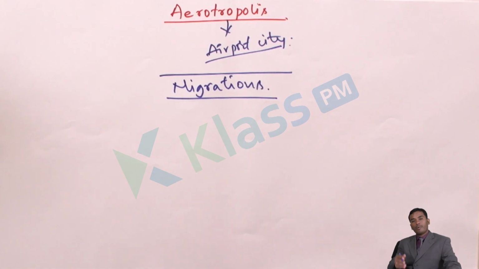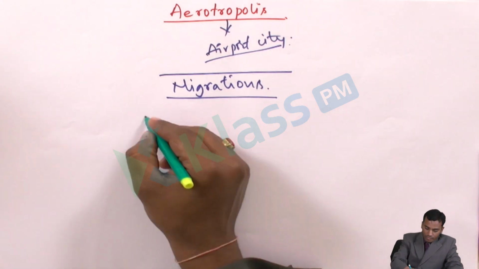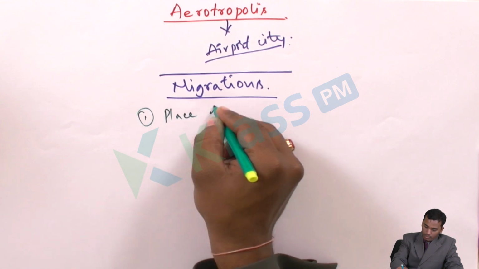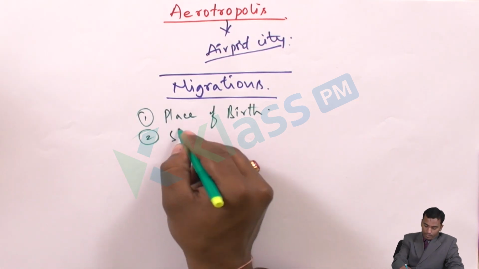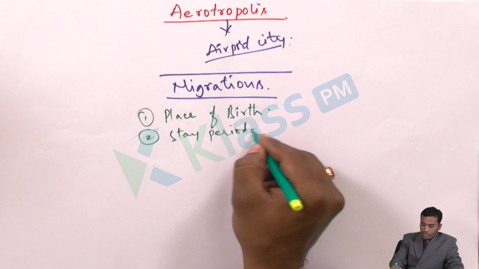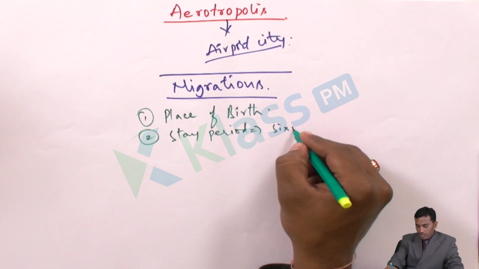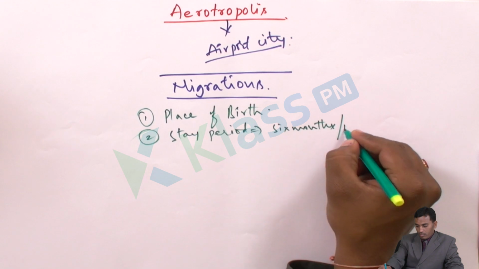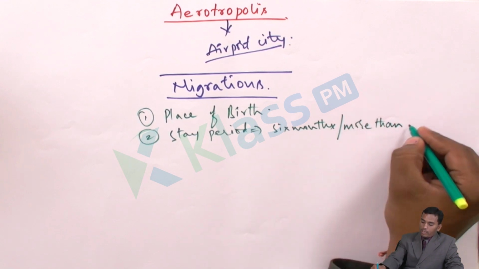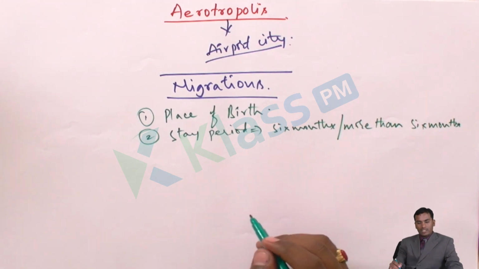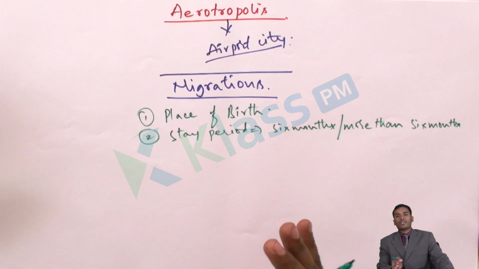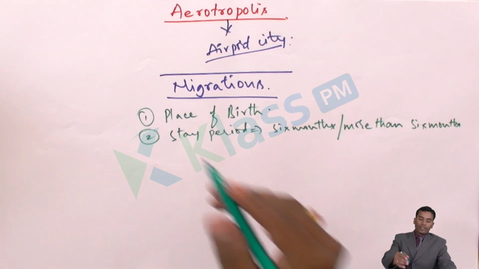What is migration? People moving from one place to another place is called migration. This migration is considered based on 2 factors. The first factor is place of birth, and the second is stay period, a stay period of 6 months or more than 6 months. These are the 2 factors we consider to classify a person as a migrant. So the first thing is place of birth.